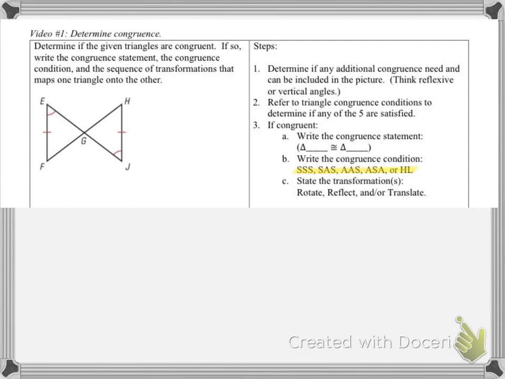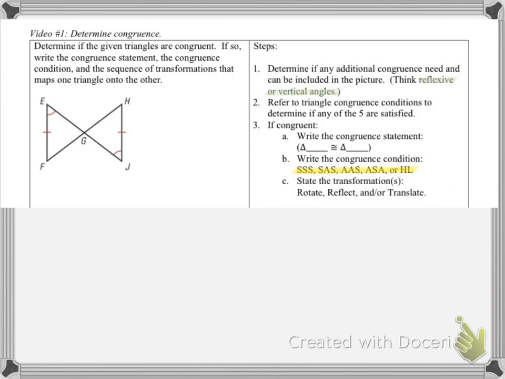Sometimes what I prefer to do when I go through and try to determine if they're congruent or not is first, add anything else into the picture that you can, as long as you can back it up with some vocabulary words. Typically, we're thinking only at this point, you may have some stuff in the future that's a little bit different. At this point, I'm only thinking of reflexive sides or vertical angles. That's it.